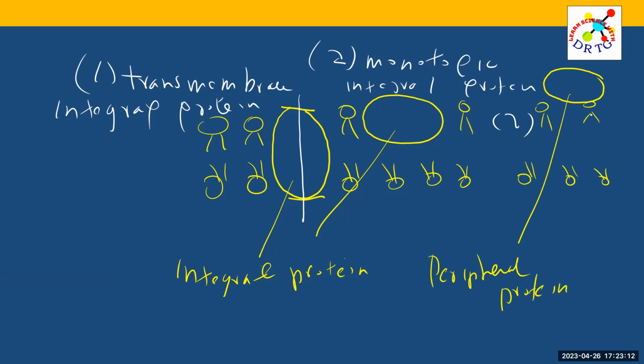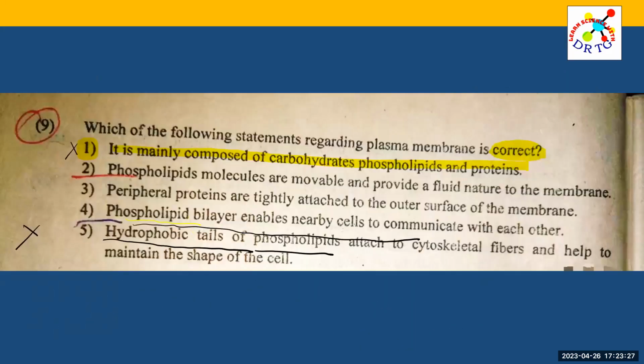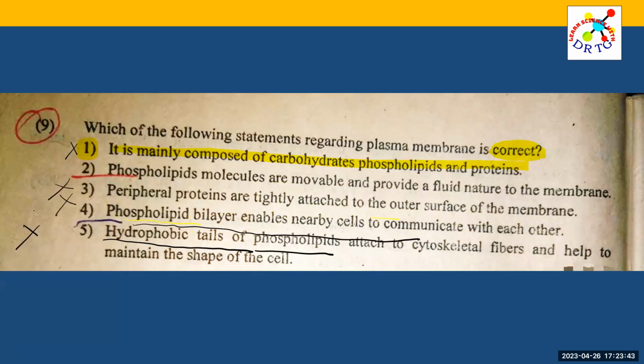They don't tightly attach to the membrane. They are temporary proteins and they can appear and they can move away from the membranes. So they don't bind tightly. Right? So as a result, according to the choices, peripheral proteins are tightly attached to the outer surface of the membrane. No, they could attach to the inner surface. They could attach very lightly. So this sentence is also wrong.